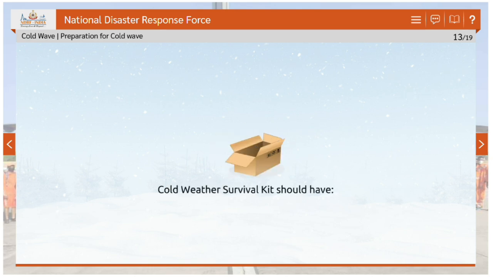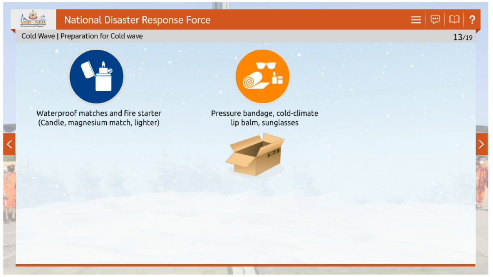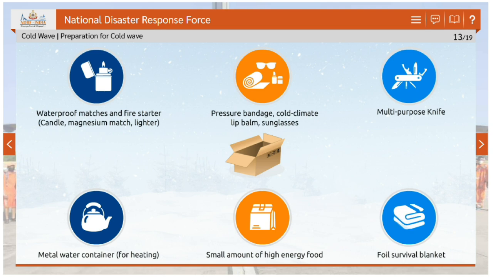Cold weather survival kit should have waterproof matches and fire starter like candle, magnesium match, lighter, pressure bandage, cold climate lip balm, sunglasses, multi-purpose knife, water container, metal for heating, small amount of high energy food, full survival blanket. If you are on a mountaineering trekking expedition where your mobile does not work, you should have torch, mirror and whistle for help, and if you can lose your way, you should probably have a compass.